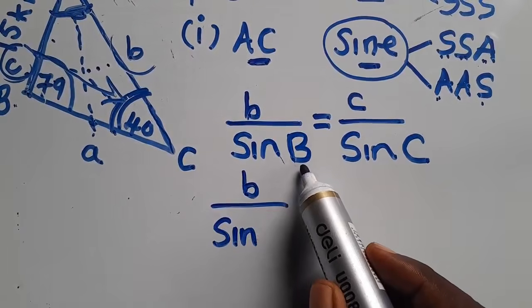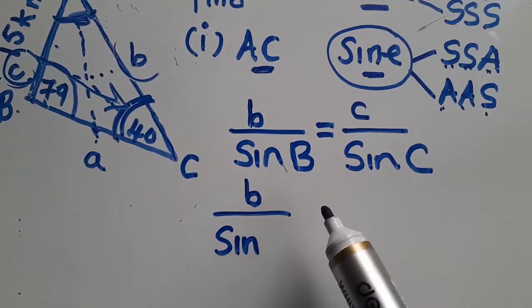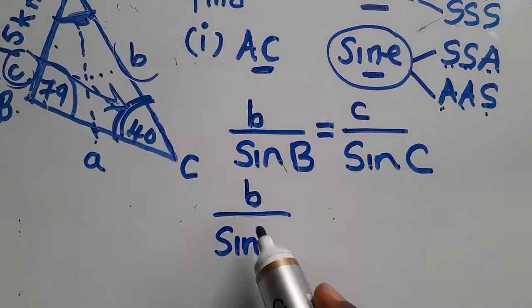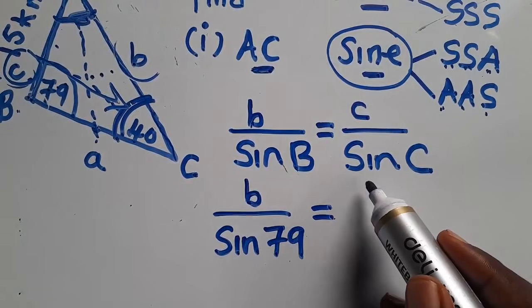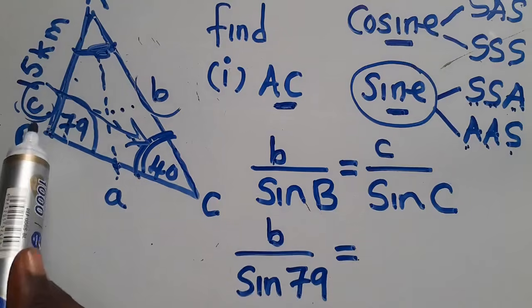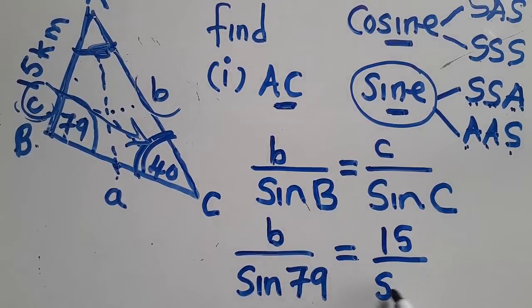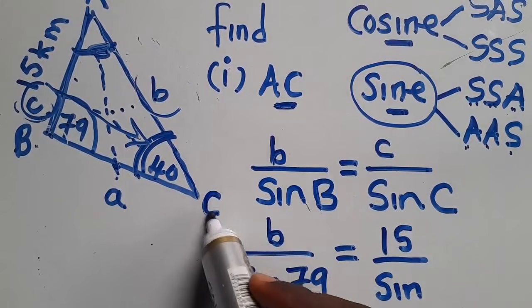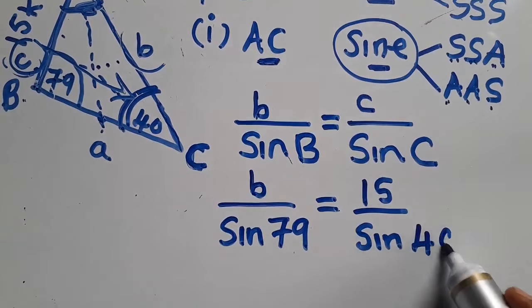What is, if this is capital letter B, capital letters represent angles. So you see 79. You say 79, which is equal to, what is your C? Our C, if you check properly, our C is 15. So you say 15 over sine capital letter C, this angle is what? 40. So the angle is 40.